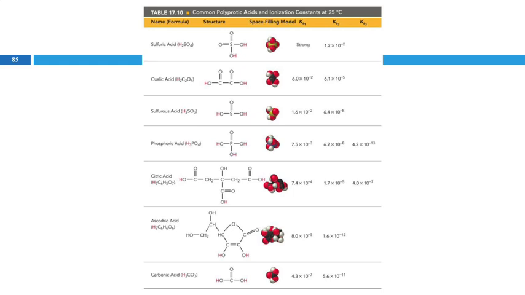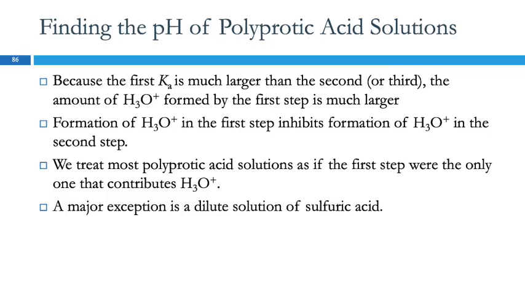So a lot of these we've heard of. In fact, I think all of them. We've used oxalic acid. We're going to use it today. Sulfurous acid isn't as common. Phosphoric acid, citric acid, ascorbic acid, carbonic acid. So this is a useful table if you need Kas for these different acids.